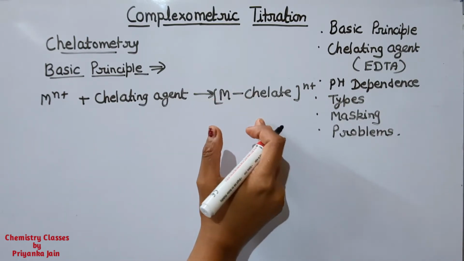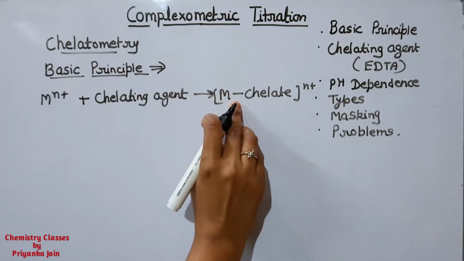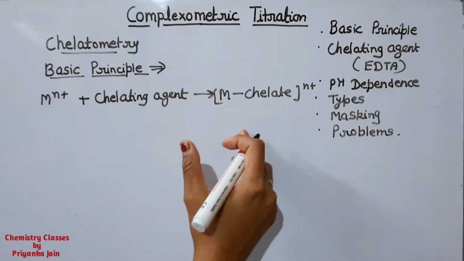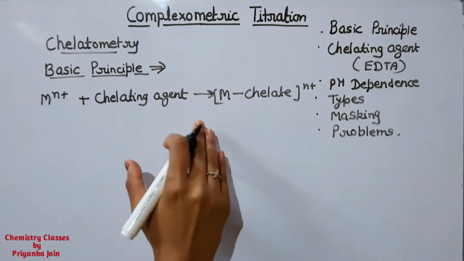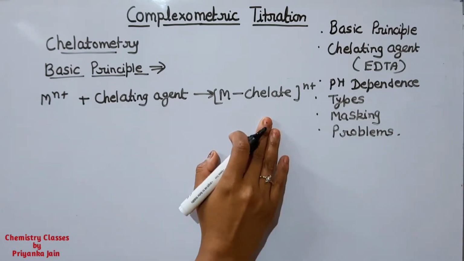So this is the basic thing by which we can detect the endpoint. There will be a color change. We add some indicator, so there is a change in color by which we can detect the endpoint, or there are different methods for endpoint detection. I will tell you that later. So this is the basic principle.